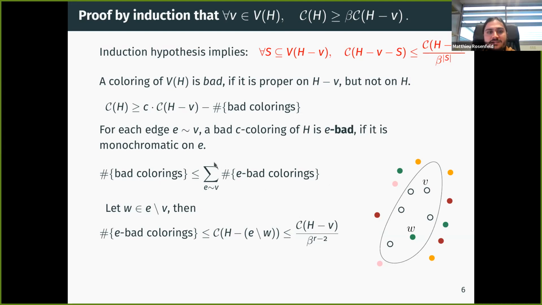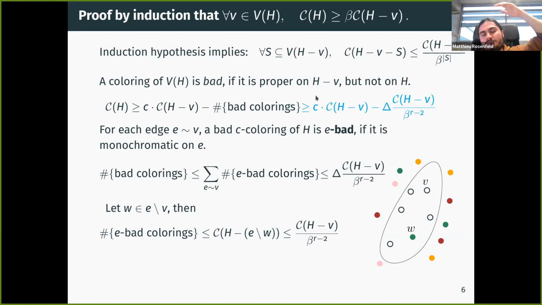So how many summands do I have in this sum? Well, this is the number of edges that contain V, which is at most delta. So this is bounded by delta times this bound that we've produced. Now that I have a bound on the number of bad colorings, I can try to use it on my previous equation. Let's do that. Pretty simple. So the number of proper colorings of H is at least this quantity. Now I just have to tidy things.